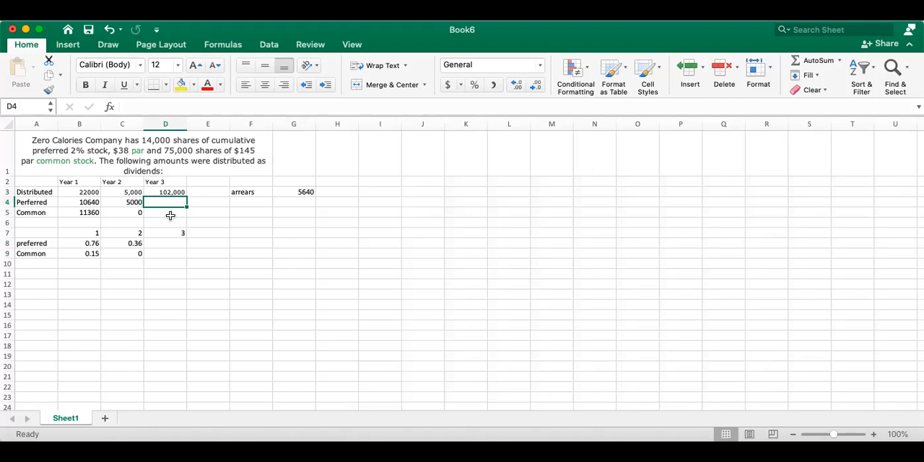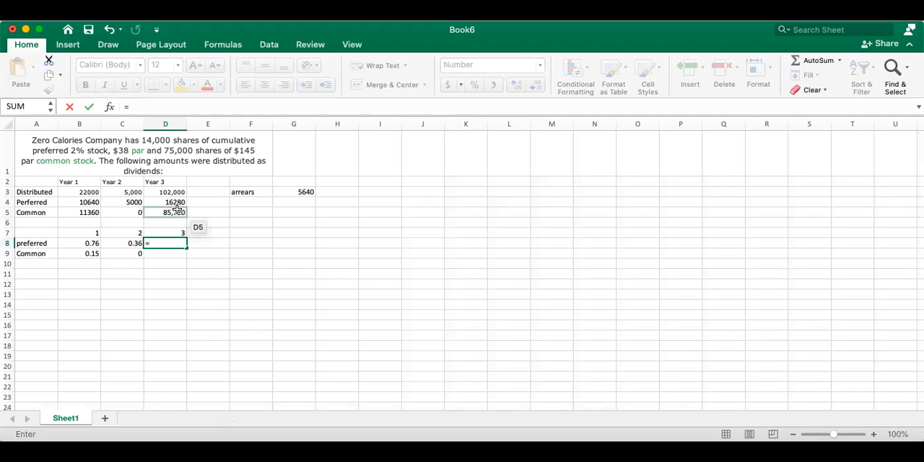So this is going to be equal to this amount right here, 14,000 times 2% times 38, plus what they didn't pay or didn't recuperate in year two. So I add those together. Now I take the difference here again. I'm going to go equal this 102,000 minus this amount that was paid to preferred stockholders. So the difference is going to be 85,720.